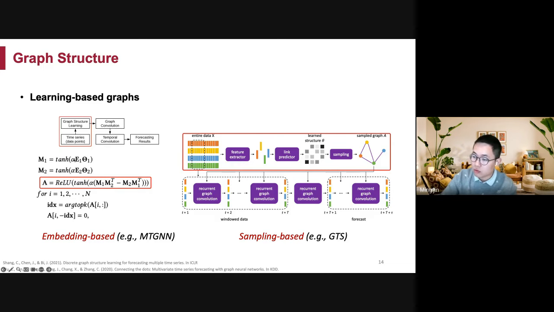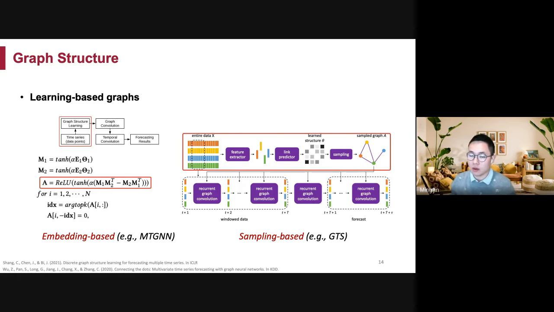In these cases, we will have two node embeddings randomly initialized, for example, E1 and E2. Based on that, we can have two matrices, M1 and M2. If you multiply them, you will get a matrix with the shape of N times N, where N is the number of variables. After a certain activation, for example ReLU, you regularize the value range between 0 and 1. That's quite aligned with the normal definition of the adjacency matrix, so that could be the adjacency matrix that you learned with the model.